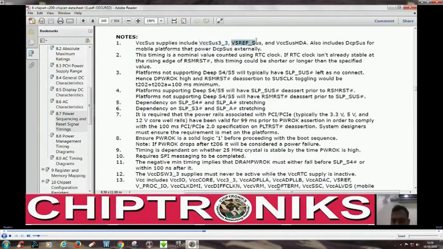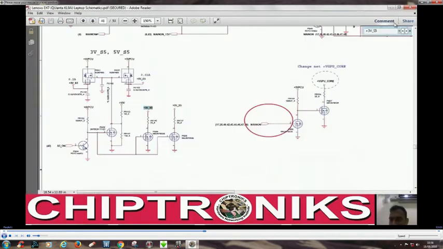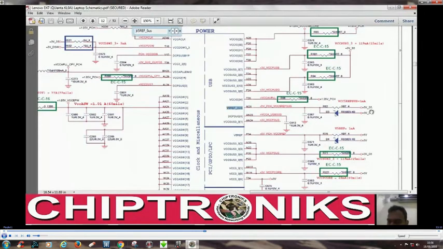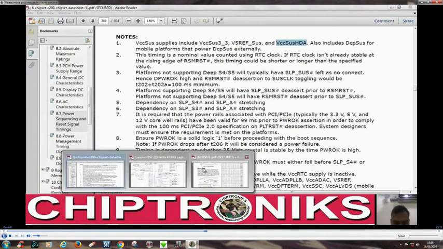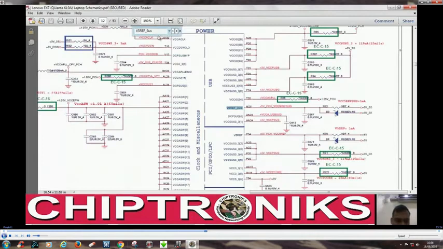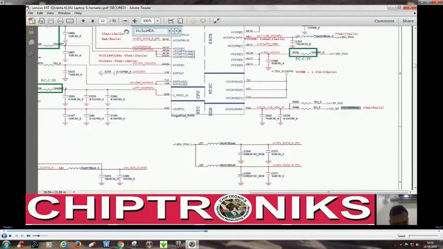Now another is V5REF_SUS. So we'll see where this is generated. V5REF_SUS is again connected with +5V_S5. So this is also being generated. Now we'll see VCC_SUS_HDA. VCC_SUS_HDA is connected with +3V_S5. So this is also generated.